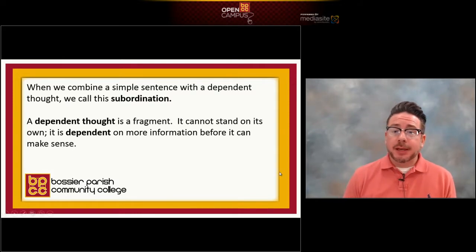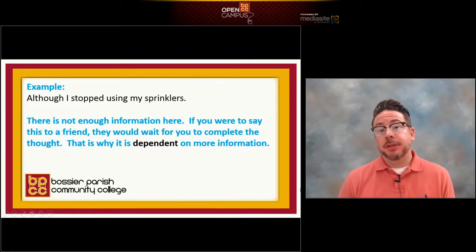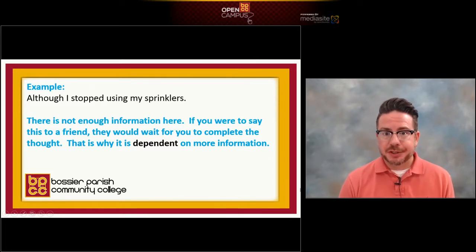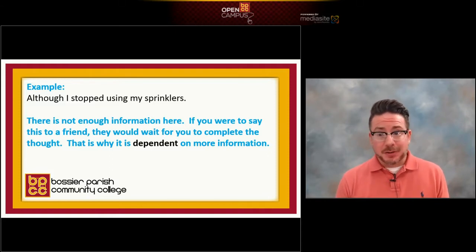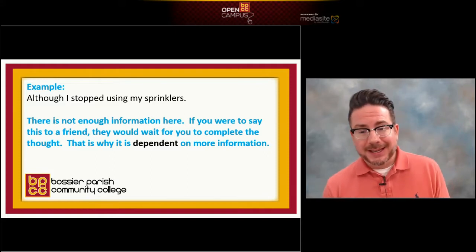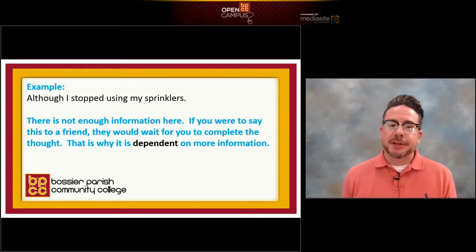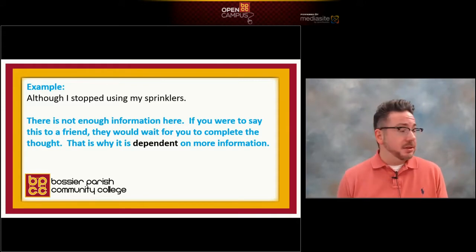So when we combine a simple sentence and a dependent thought, we call this subordination. A dependent thought is a fragment. It's not a sentence on its own. It cannot stand on its own. It is dependent on more information before it can make sense.